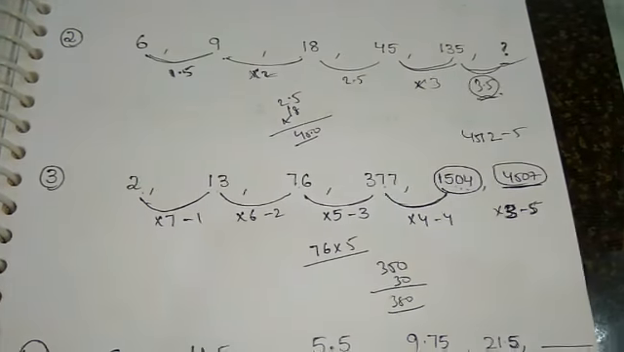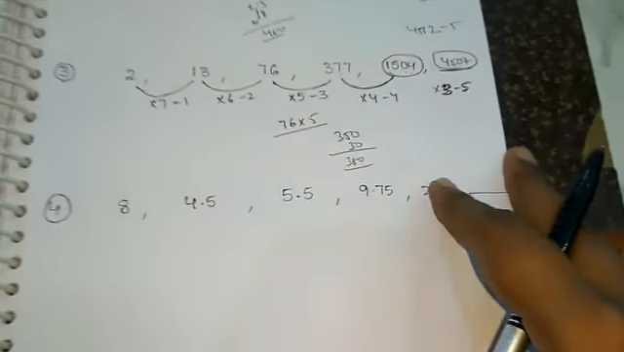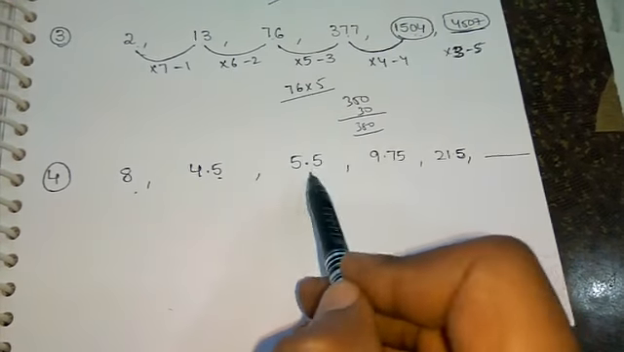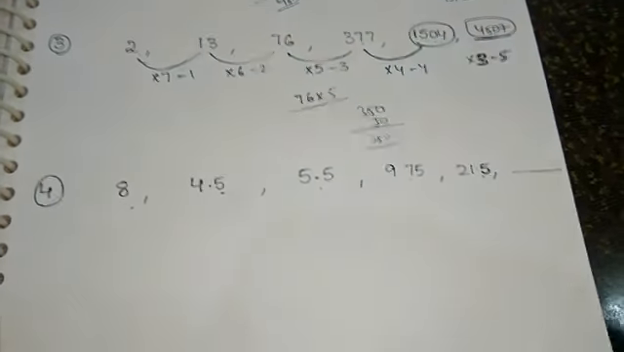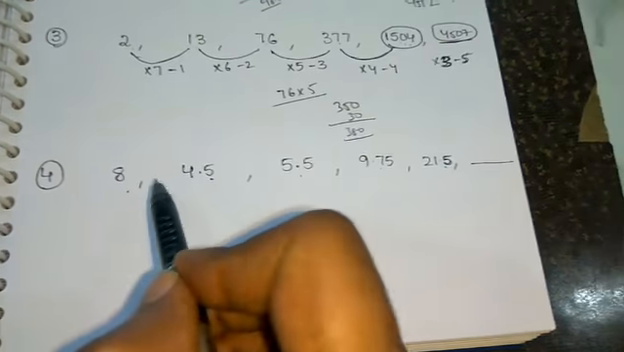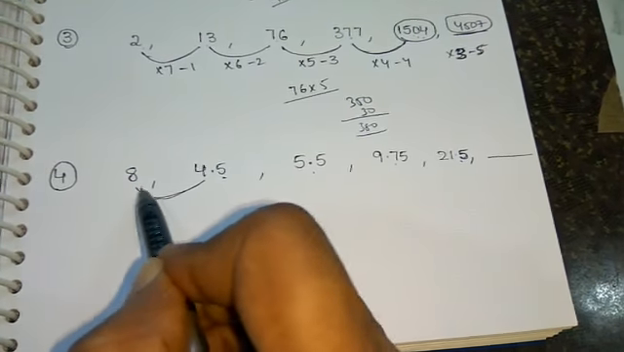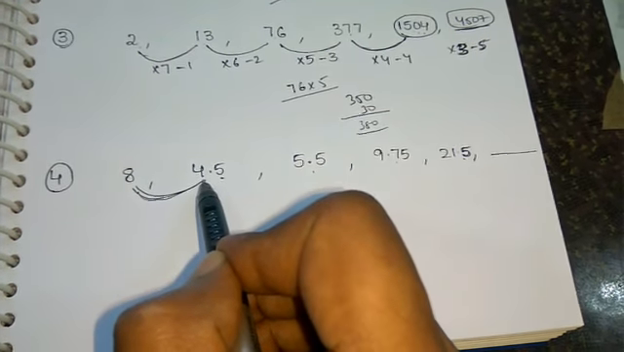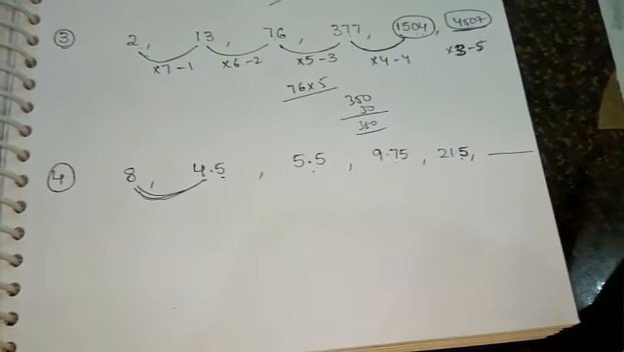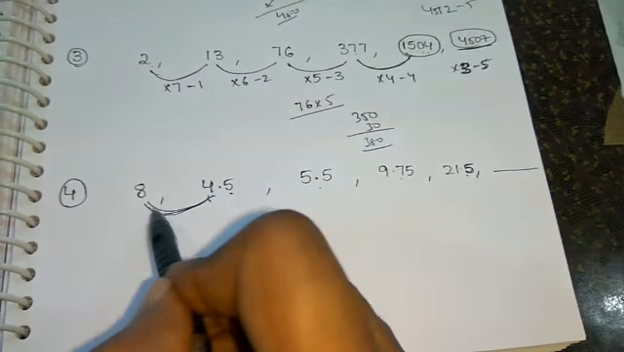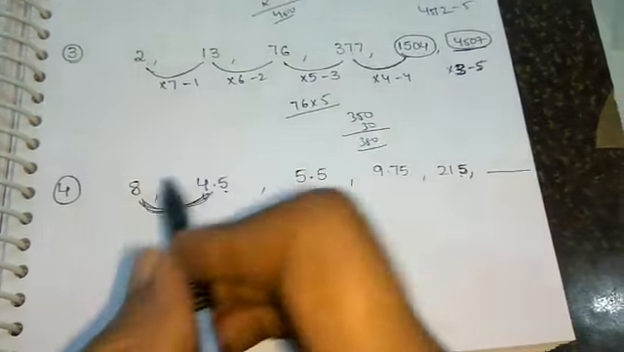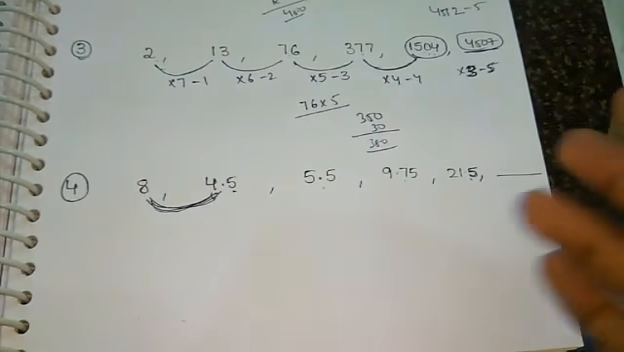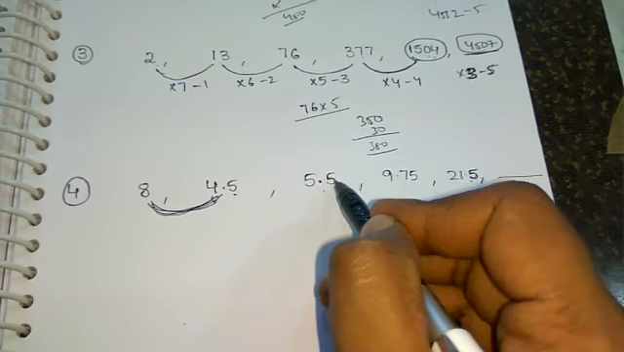Okay, so moving to the next problem. See here, 8, 4.5, 5.5, 9.75, 21.5. Here also we are able to see the second term is less than the first term and the remaining is going on increasing. First thing, it is near to the half of the first term. Yes, 8 half is 4 and it is 4.5. Second thing, and the third thing is we are finding 0.5s here.